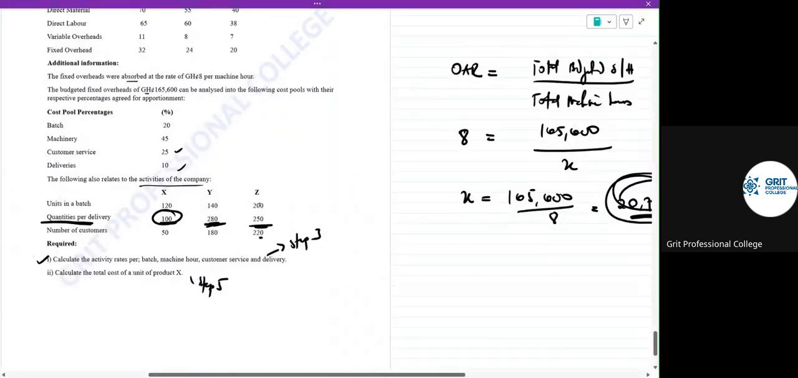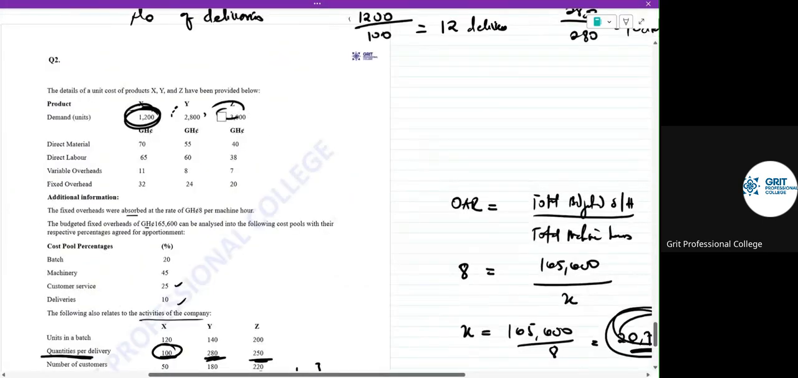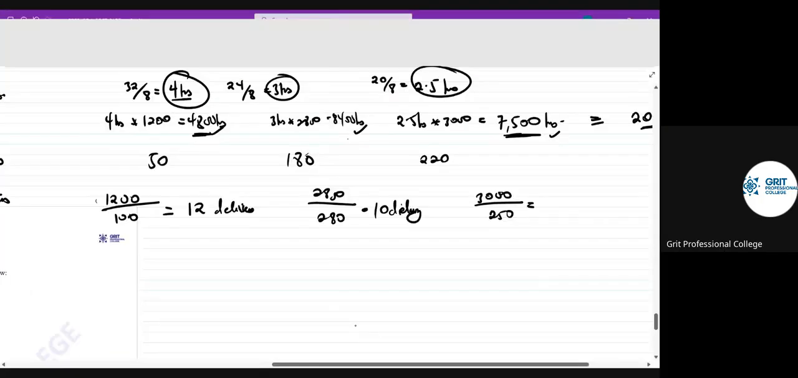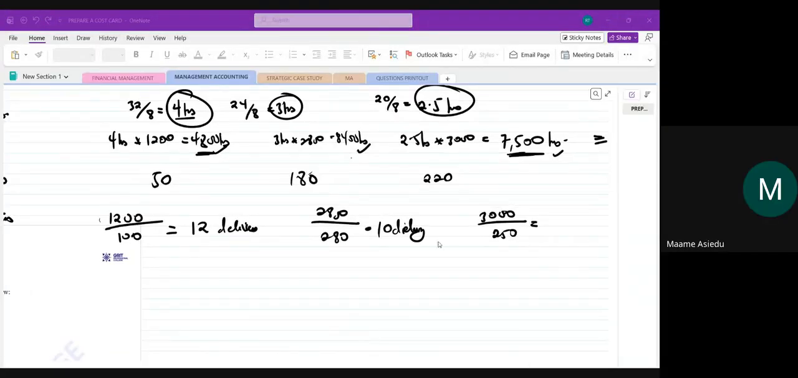Z, we are producing 3,000. Quantity per delivery is 250. So 3,000 units divided by 250. And that gives us how much? 12 deliveries. 12 deliveries.